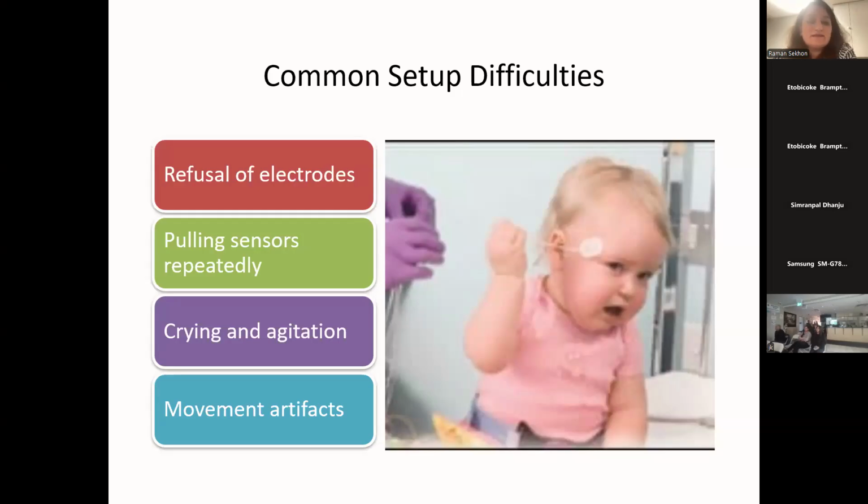Then there is pulling sensors repeatedly. While you're putting the wires on inside the setup room, children are not still. Every time, they keep moving on the chair, so they will keep pulling the sensors.